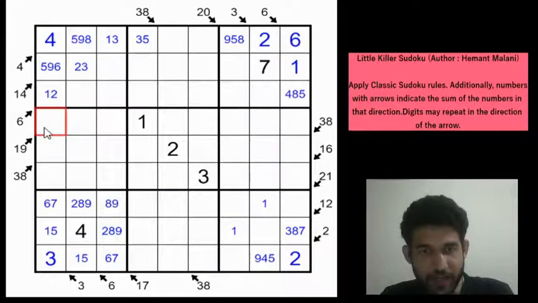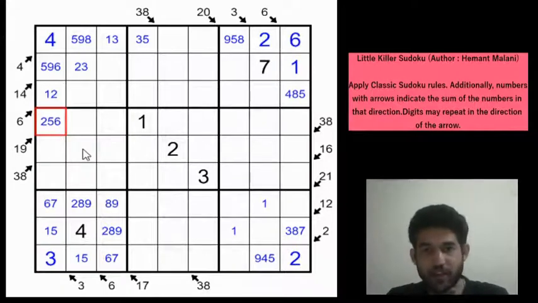And using a similar idea here, it can only be 1 to 6. It cannot be 1, 3 and 4. So it can only be 2, 5 or 6. Lovely.